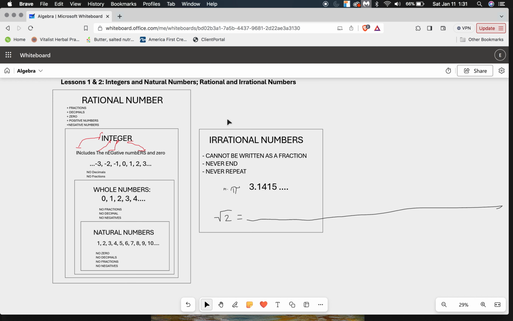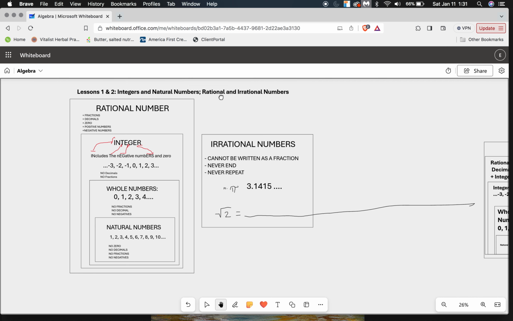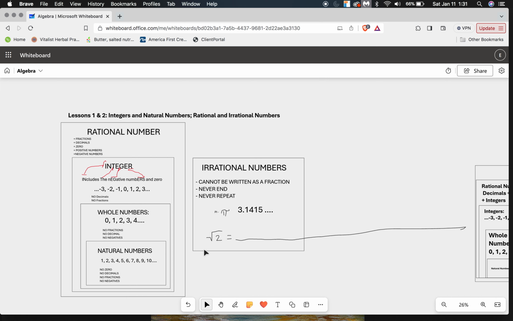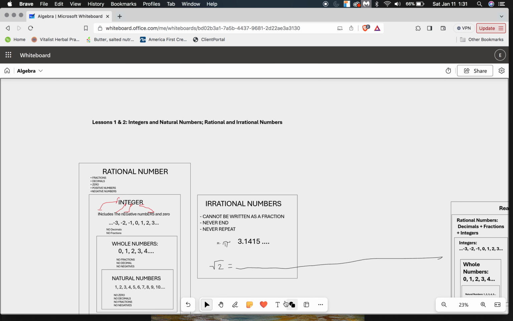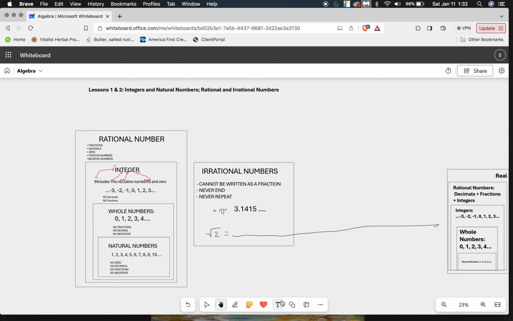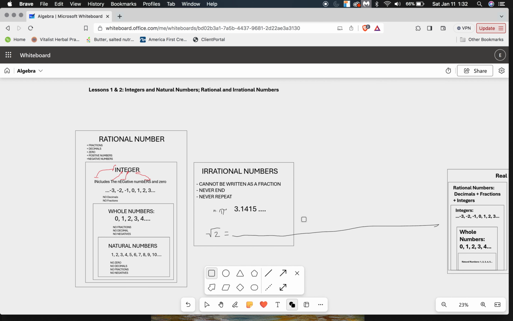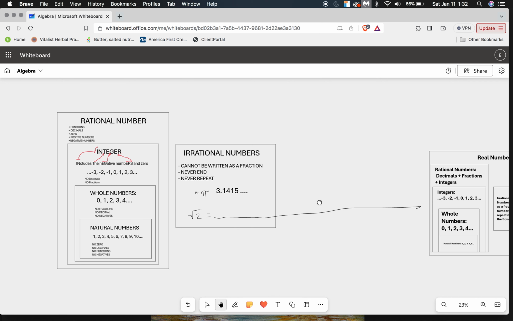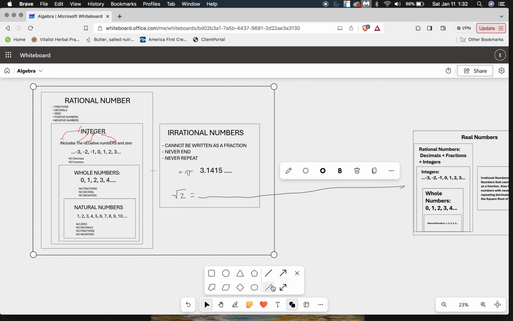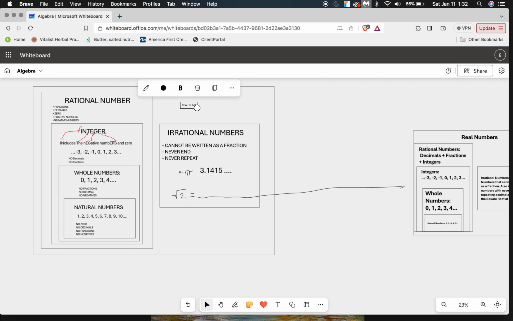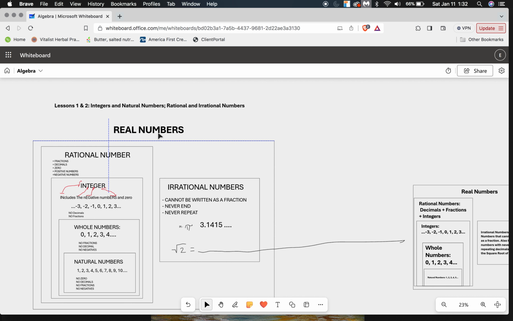Okay, but all of these numbers that we see here are considered real numbers. Let me put them in a box. Real numbers. Oh, my box died. Come on, box. Real numbers. All right, so everything we've discussed today is considered a real number. So it rules over all of these.